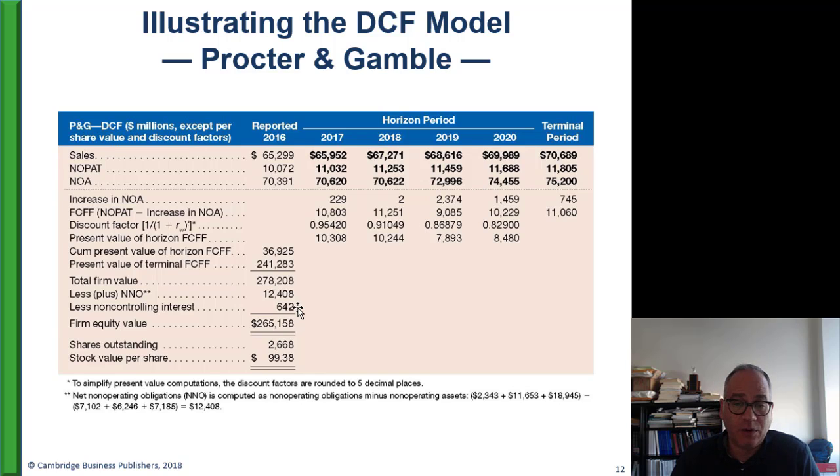Now that's the value of all the stock. You divide by the number of shares outstanding. In this case, 2668. It's really millions, so it's 2,668,000,000 shares. And you get stock value per share of $99.38. And that's how you would go about doing the calculation. It's very complex, but the reward from doing this is that you can make good investment decisions, and therefore, by making good investment decisions, you make more money, so to speak.